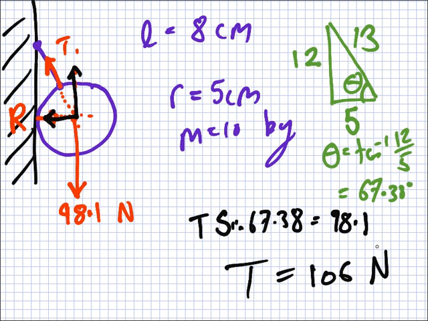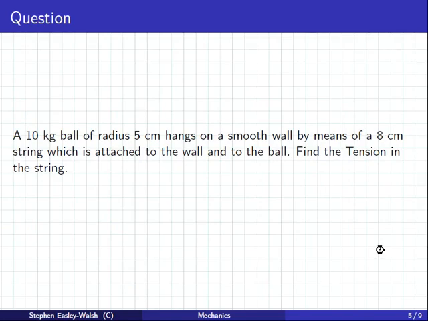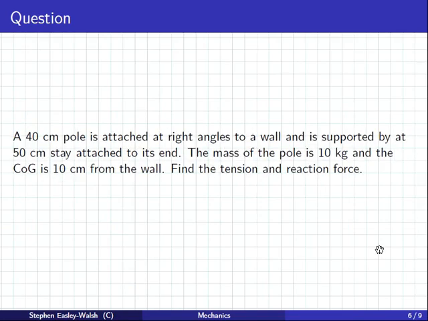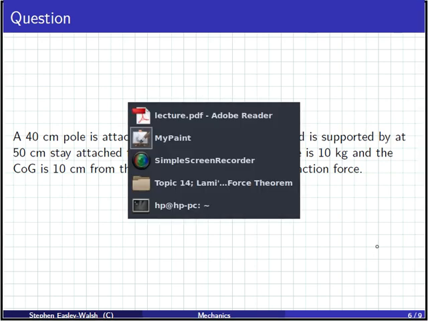Okay, have you got that? Can I continue? Yes? Now, next one. A 40-centimeter pole is attached at right angles to a wall and supported by a 50-centimeter stay attached to its end. The mass of the pole is 10 kilograms and the center of gravity is 10 centimeters from the wall.